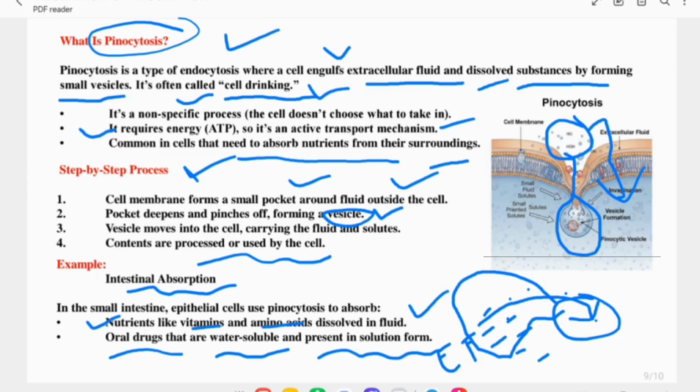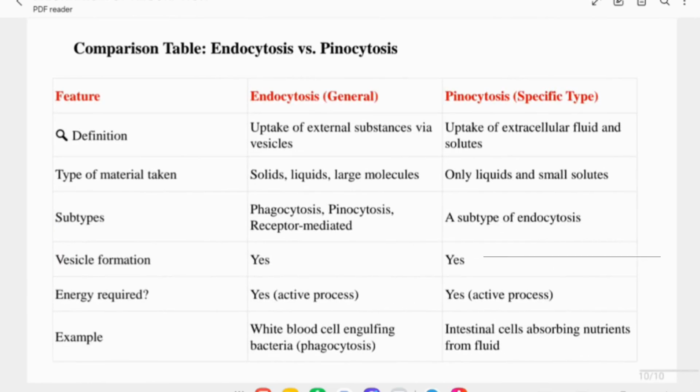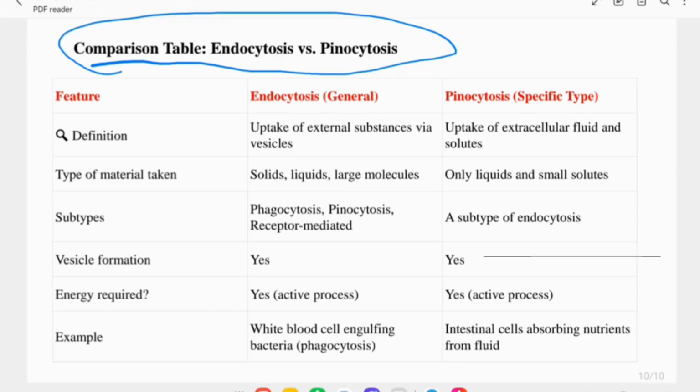After that, here we can see the comparison table between endocytosis and pinocytosis. So what is the difference between endocytosis and pinocytosis? Endocytosis means, as I told you, cell eating, and pinocytosis means cell drinking. So one shows the eating process of the cell, the other is about the drinking process of the cell.